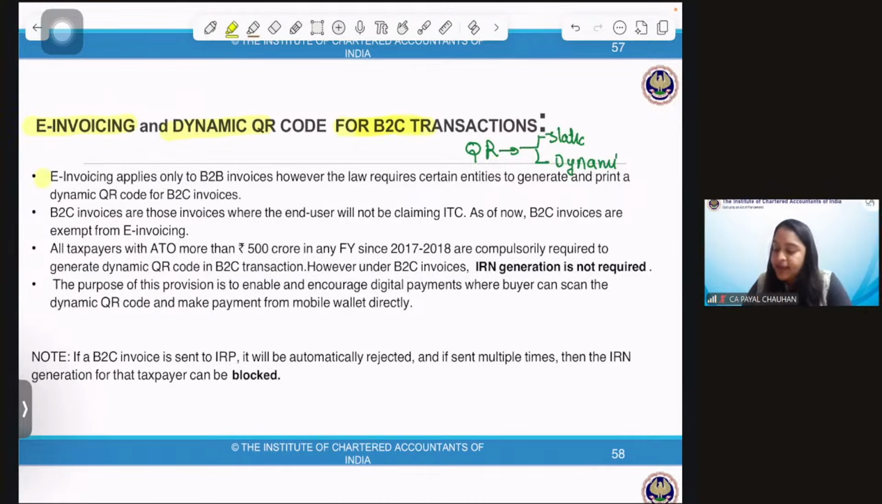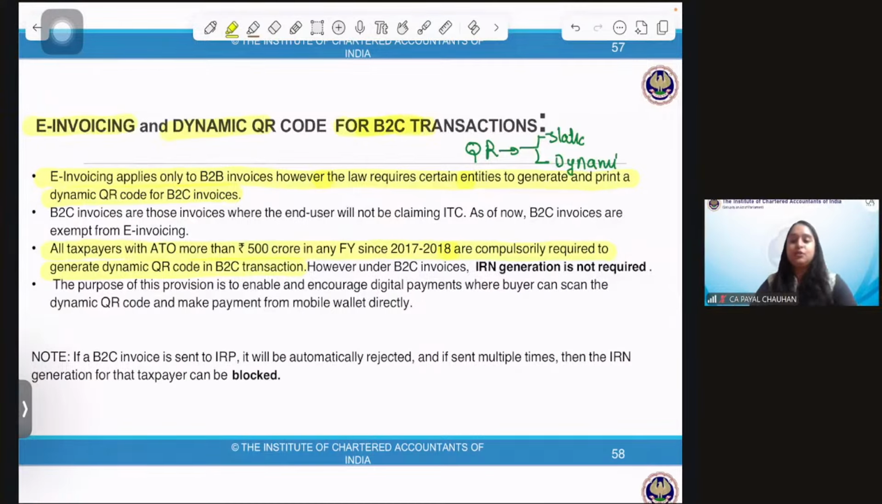Perfect. See, e-invoicing applies only to B2B invoices. However, the law requires certain entities to generate and print a dynamic QR code for B2C invoices. That means the dynamic QR code is not for all entities, they are for certain entities. And see who the certain entities are. All taxpayers with aggregate turnover of more than 500 crore in any financial year since 2017-18 are compulsorily required to generate a dynamic QR code in B2C transactions.